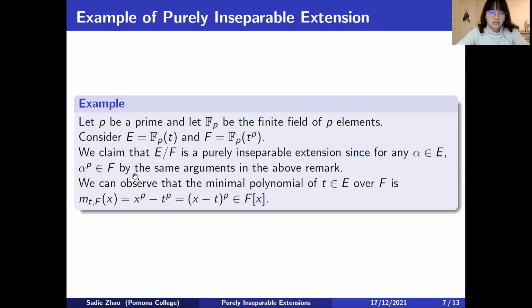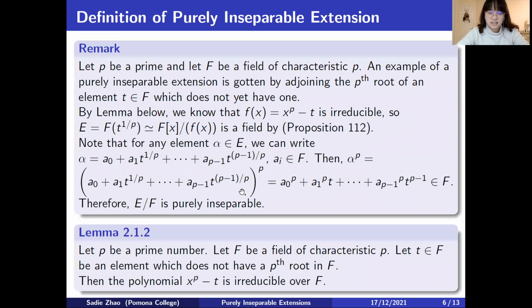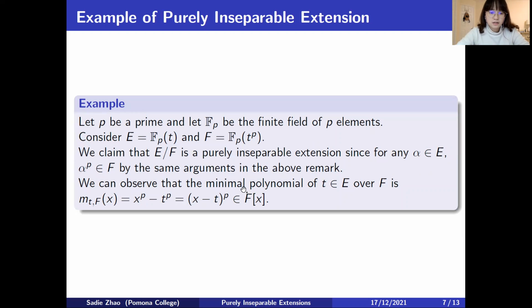to the power of p is in F by the same arguments in the above remark, using the same method here. And then, a more intuitive way we can see that is we can observe the minimal polynomial of T over F. It should be x^p minus T^p. And because the characteristic of the field Fp is equal to p, that is the same as (x minus T)^p. And this minimal polynomial only has one distinct root.